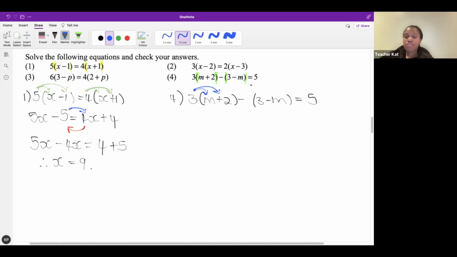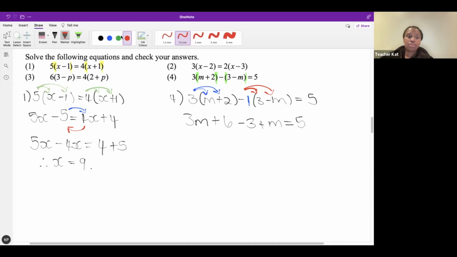Yes, guys, if there's no coefficient or number here, then the number is nicely a 1. So we are still distributing, but we are just distributing a negative 1. So then, first bracket, 3 times m is 3m plus 3 times 2, which will give me a 6, and then negative 1 times 3. A negative 1 times negative m is a plus m equals 5. Great.